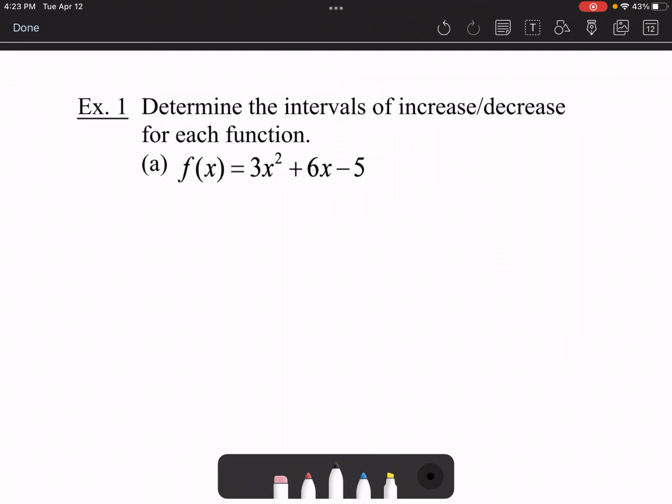So first off, we're going to find our derivative. We're going to apply the rules that we know to find the derivative. So the derivative of this turns out to be 6x plus 6. Well, in order to find out when a function is positive or negative, it's very good to find out when it's equal to 0 first, because most likely it's going to change signs at values of 0. So we're going to solve this equation.